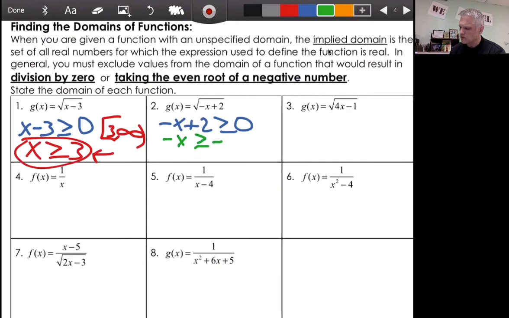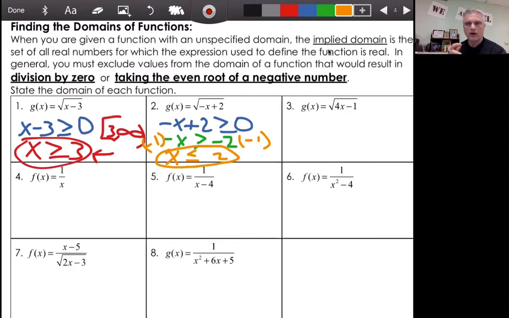So I've got negative x is greater than or equal to negative 2. And now I'm going to divide or multiply both sides by negative 1. So let's say I multiply by negative 1. Negative x becomes x, which is what I want. Negative 2 becomes 2. And remember, this is a little tricky one. If I multiply or divide by a negative, I have to turn the caret. I have to switch the direction of my inequality symbol. So my domain for the function g of x in question 2 is x is less than or equal to 2.